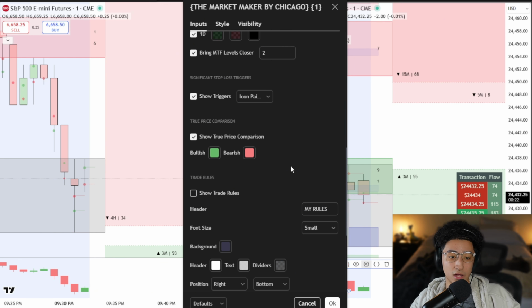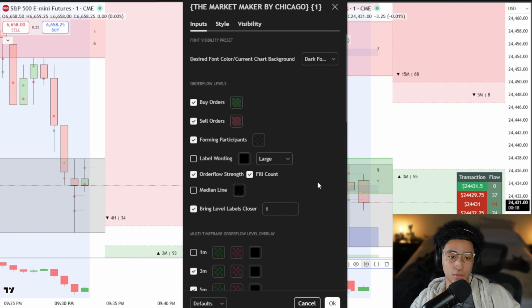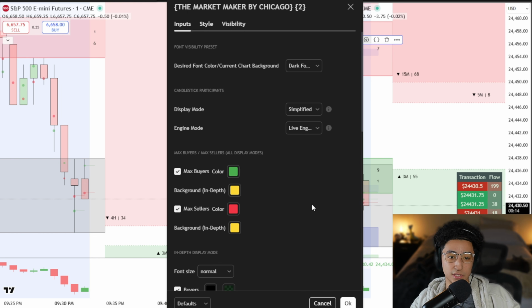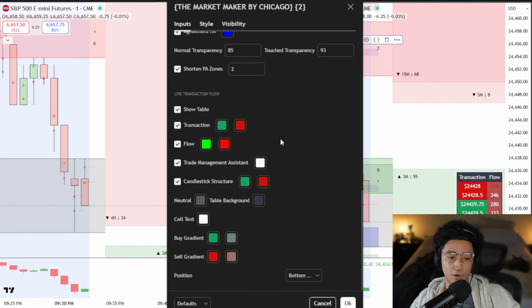Like I said, if you want to pause it wherever you want to, right? Hopefully I stayed long enough for you to see. And then for the Market Maker 2, these are my personal settings. Like I said, I will be switching back to in-depth, but I'm just showing you guys simplified right now just to give you the simple view. But everything else, like I said, that I have on personally.